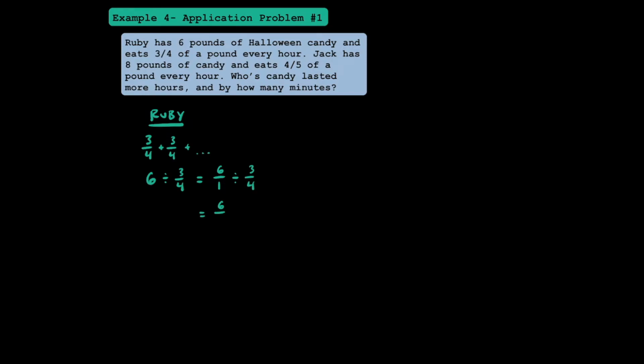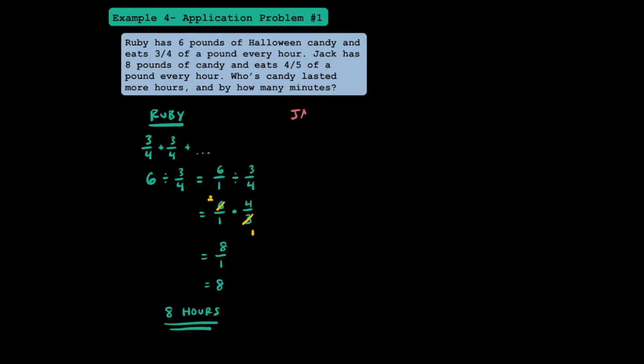Next, I'm going to keep the 6 over 1, I'm going to change division to multiplication, and I'm going to flip the 3/4 to 4/3. I'm going to cross cancel the 3 and the 6 to make a 2 and a 1. I'm going to multiply our remaining numbers to get 8 over 1, or 8 wholes. At this rate, Ruby's candy is going to last her 8 hours.